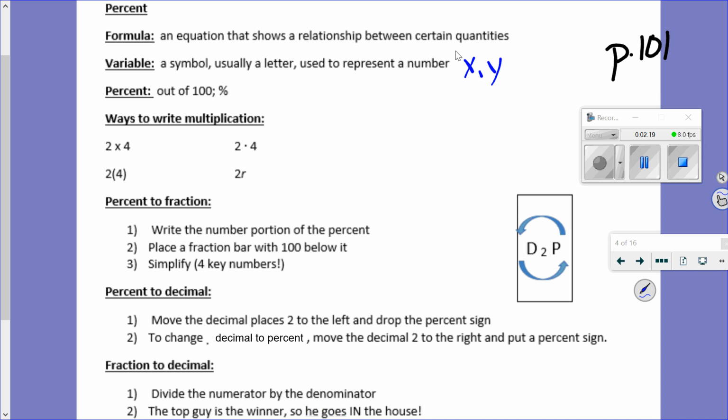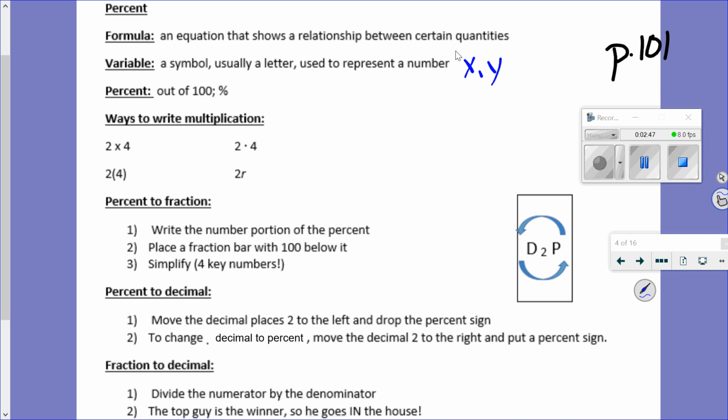Percent. Again, here's why I love percent. The definition is in the name. What does per mean? Out of or divide. What is cent? Anybody know what Latin for cent is? I'll give you a hint. How many cents are in a dollar? 100. So when I say percent, what do I mean? Out of 100. Per 100.